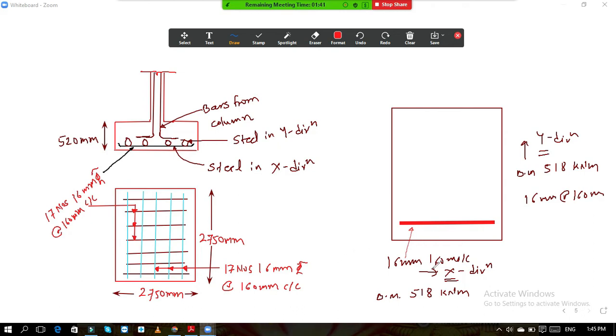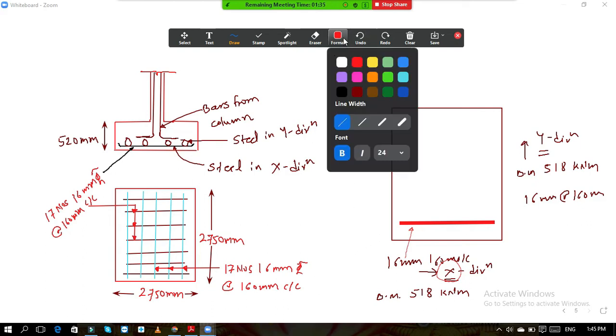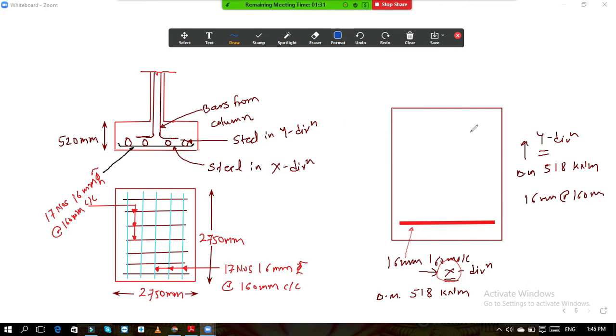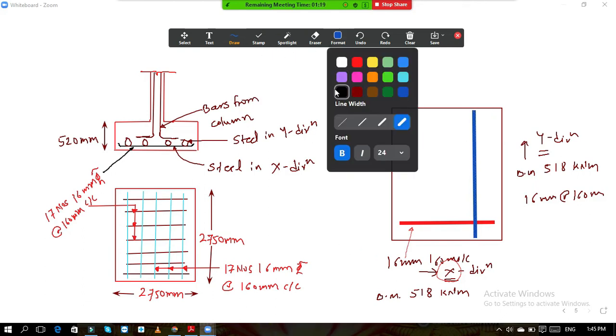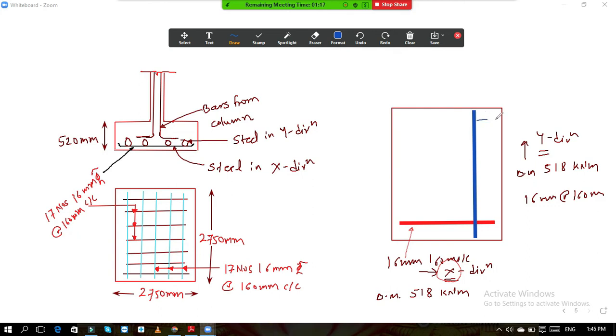In which direction is this? This is in x direction. This bar is in x direction. Now whatever bar you are providing in y direction, whichever may be the bar diameter and bar, that bar will come above this bar. This is your bar in y direction. Okay, so this is your bar in y direction. This is your y direction. Okay, so now the same diagram.